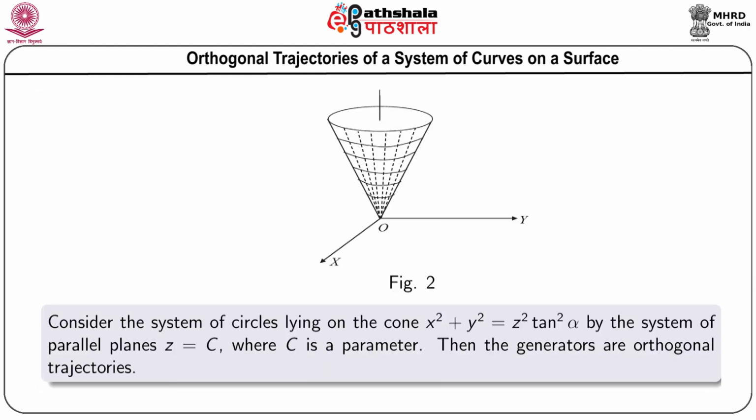For example, let us take a cone. The equation of this cone is given by x square plus y square equals z square tan square alpha. Now, if we cut this by the plane z equals c, then for different values of c we will get a curve. For this case, this is a system of circles.